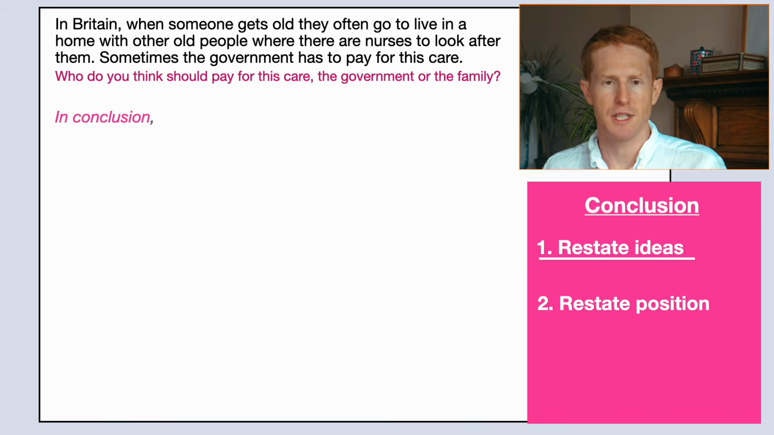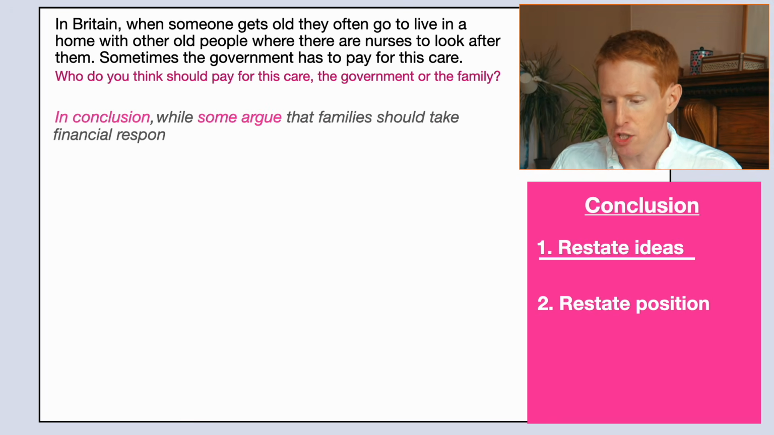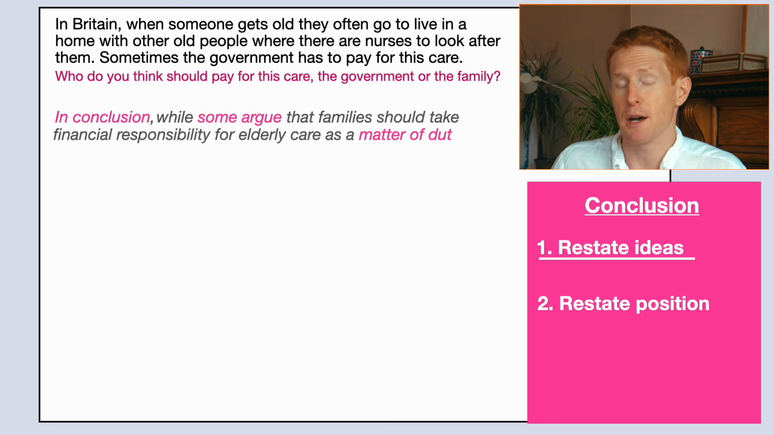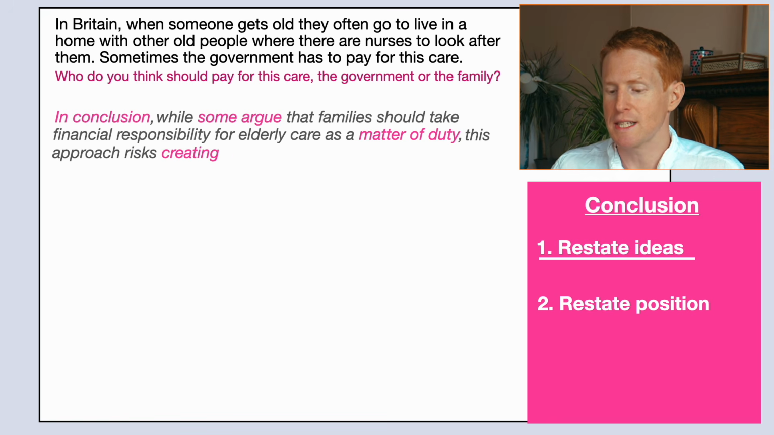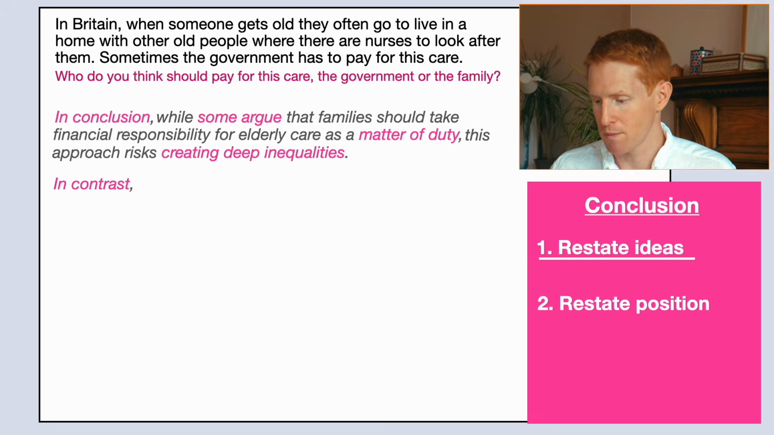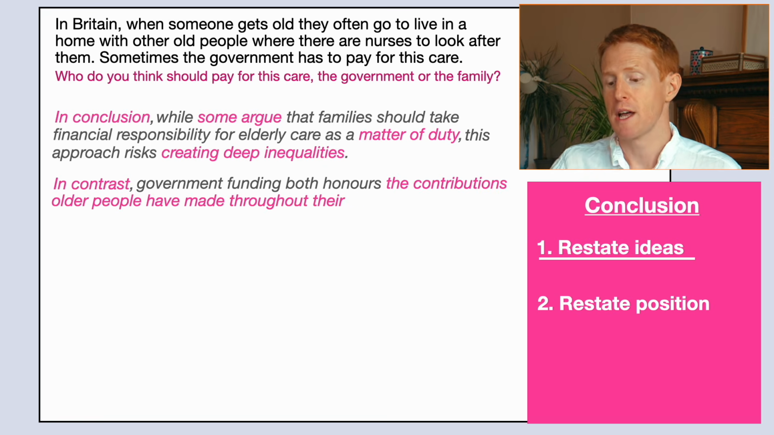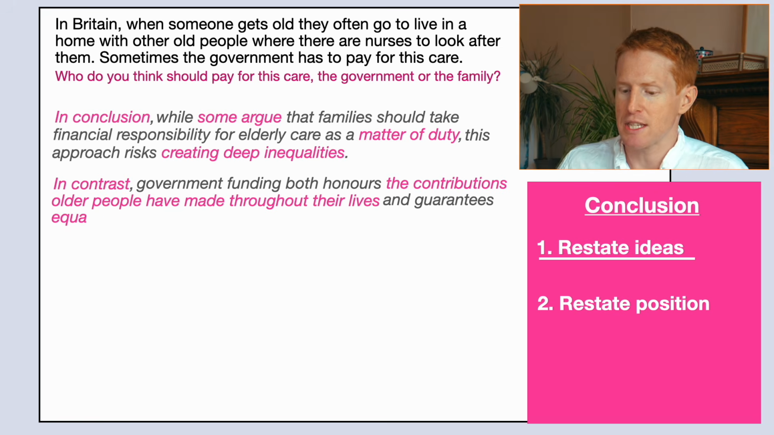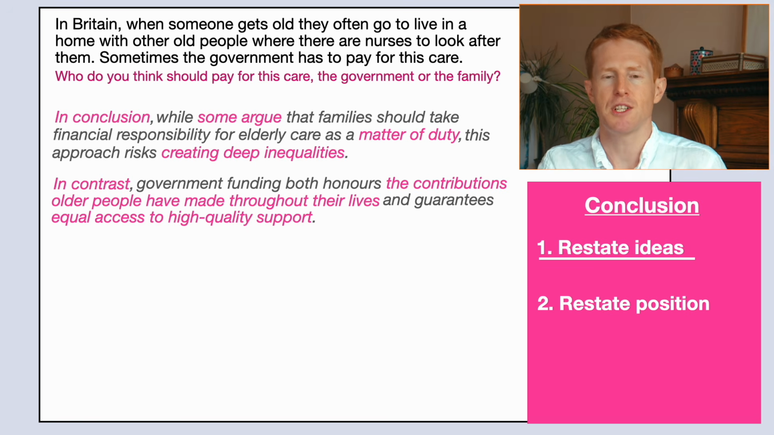In conclusion, this is the best way to start your conclusion because it shows the examiner that you have a conclusion. While some argue that families should take financial responsibility for elderly care as a matter of duty, this is our first idea, this approach risks creating deep inequalities. This was our rebuttal. In contrast, so now we're talking about what we included in body paragraph 2. Government funding both honors the contributions older people have made through their lives and guarantees equal access to high quality support. So again, this relates to what we were talking about with teachers and business people.